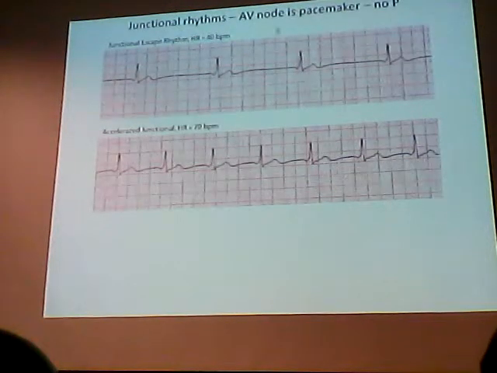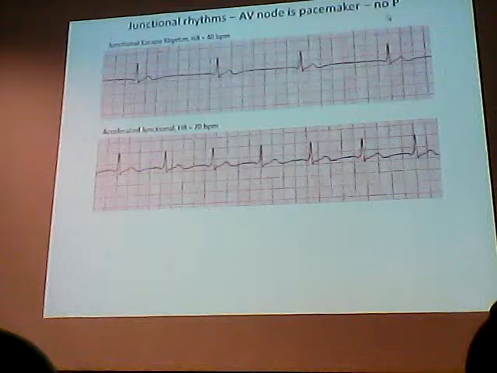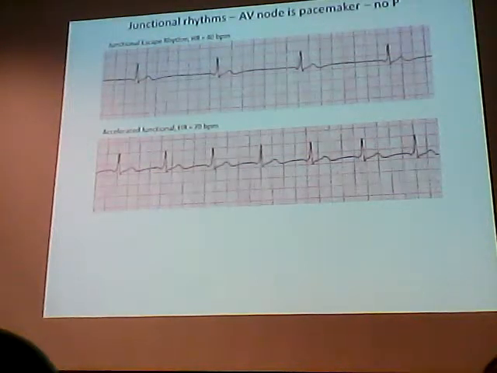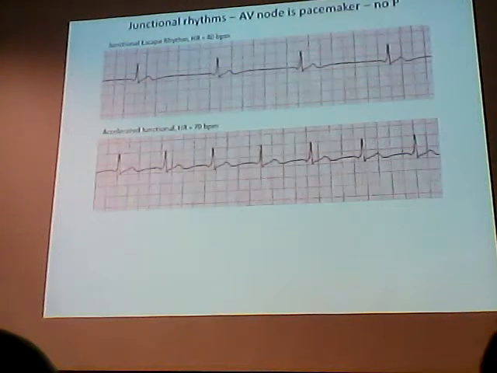Junctional refers to the AV, when the AV node is the pacemaker. Remember, the AV node can contract by itself, but because the SA node has a stronger signal, that's why we normally follow the SA.